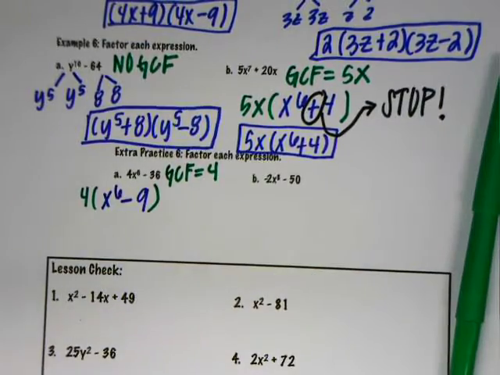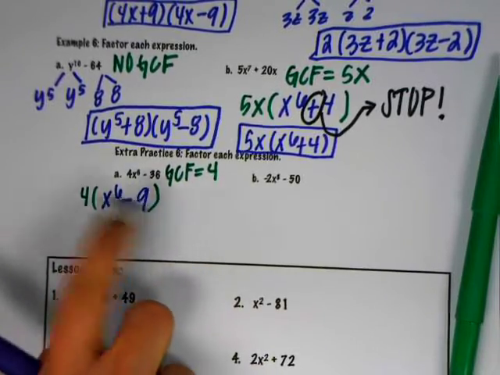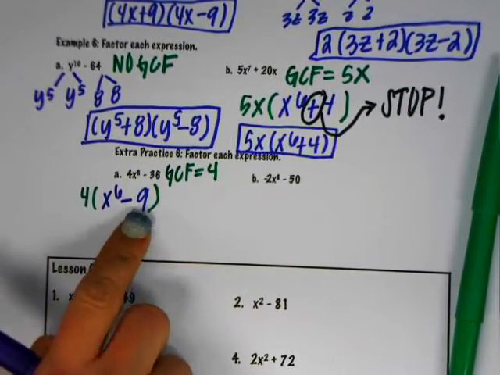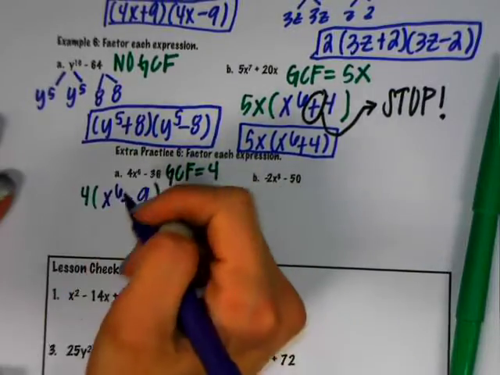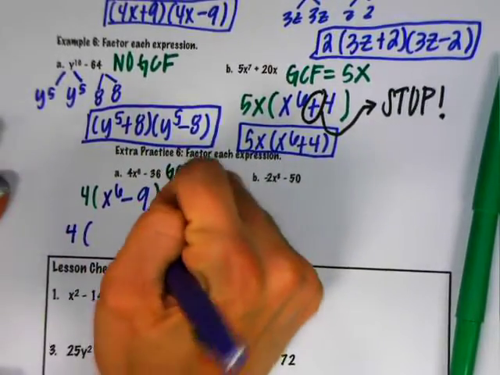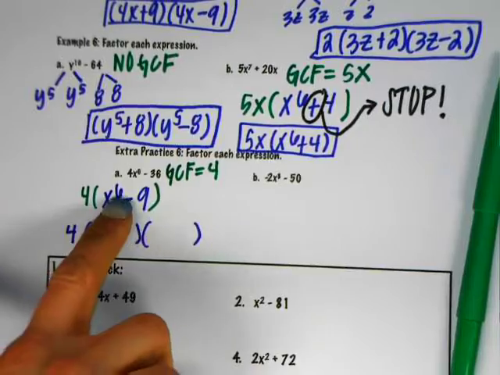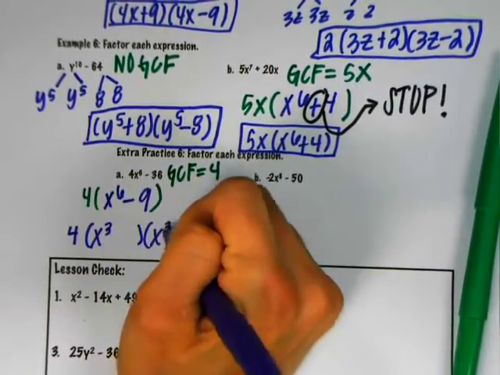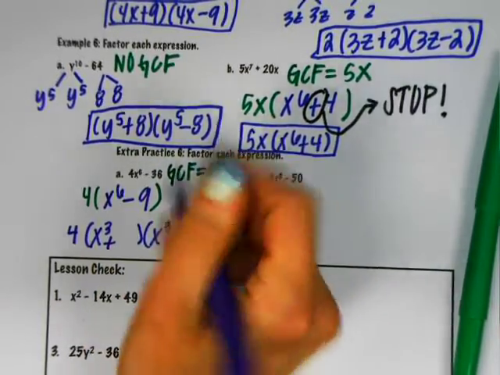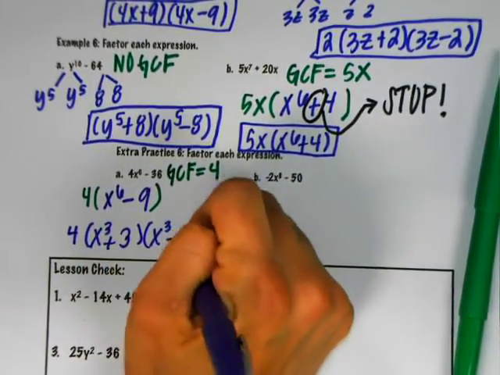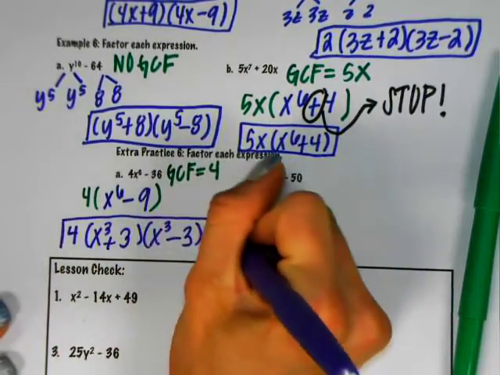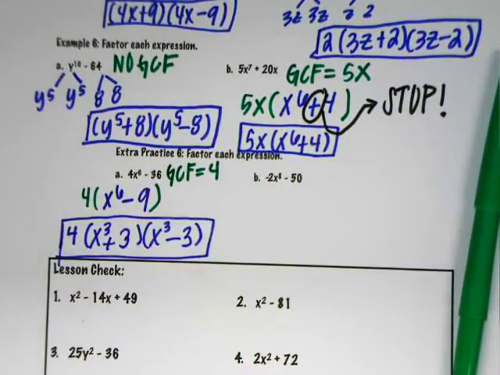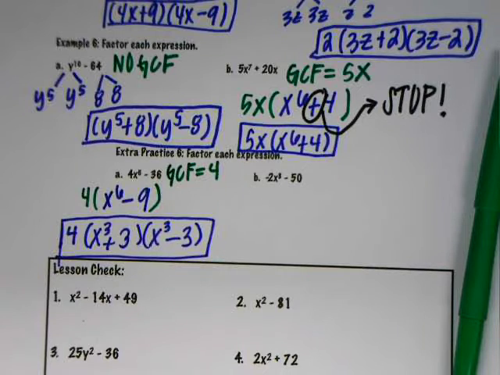Okay, and then is it subtraction? Yes. Are both these things something times itself? Yes. Okay, x to the 6th is going to be what times itself? x to the 3rd, good. And 9 is 3 times 3.